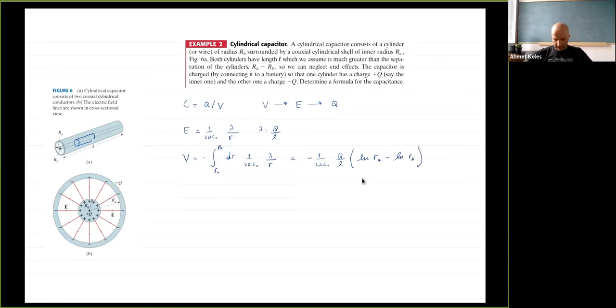Now I look at this and ask myself, is this positive? RA is bigger than RB, right? So this whole thing seems to be negative, so I just convert it to plus. So I say V is equal to 1 over 2 pi epsilon naught Q over L, ln of RA divided by RB.